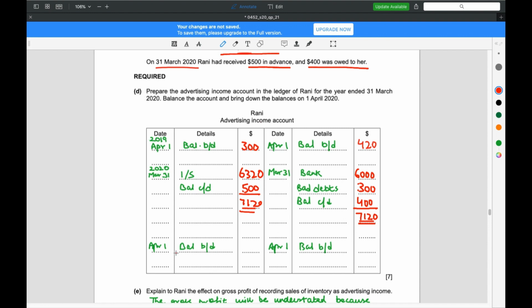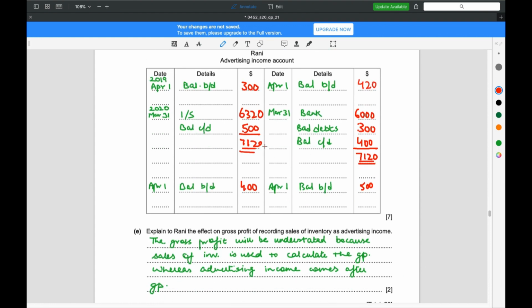And don't forget to carry forward the carry downs, which is going to be 400 over here and 500 on the credit side. So this is a bit tricky, I must admit, but you'll get this with practice, especially if you know your logic, or you know the format to this. It's going to be really easy for you.